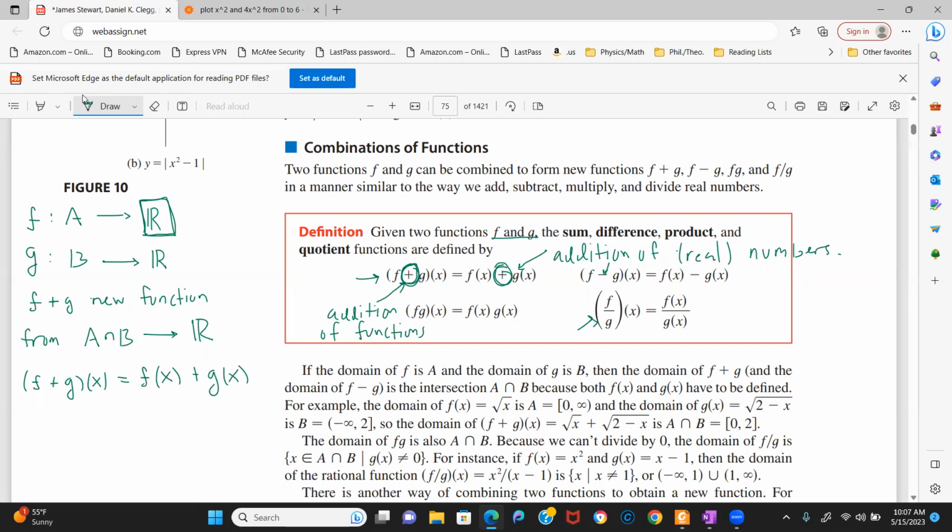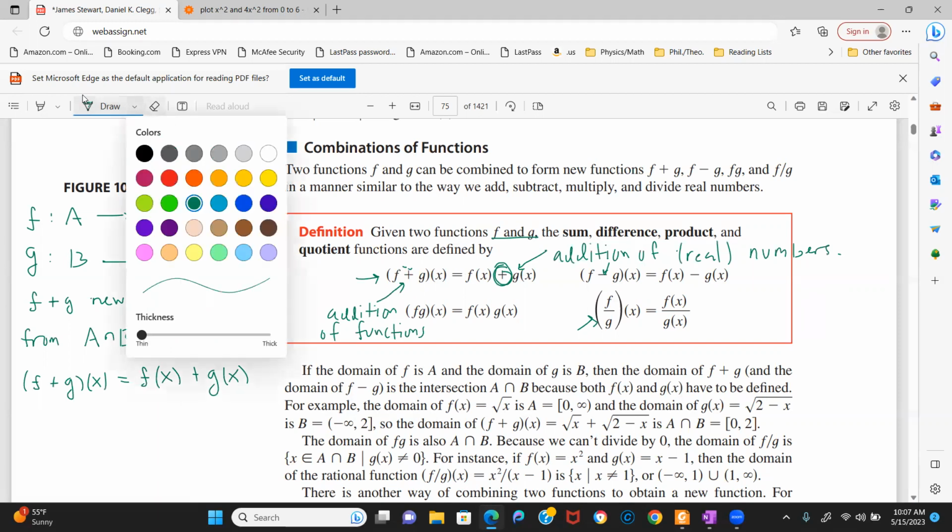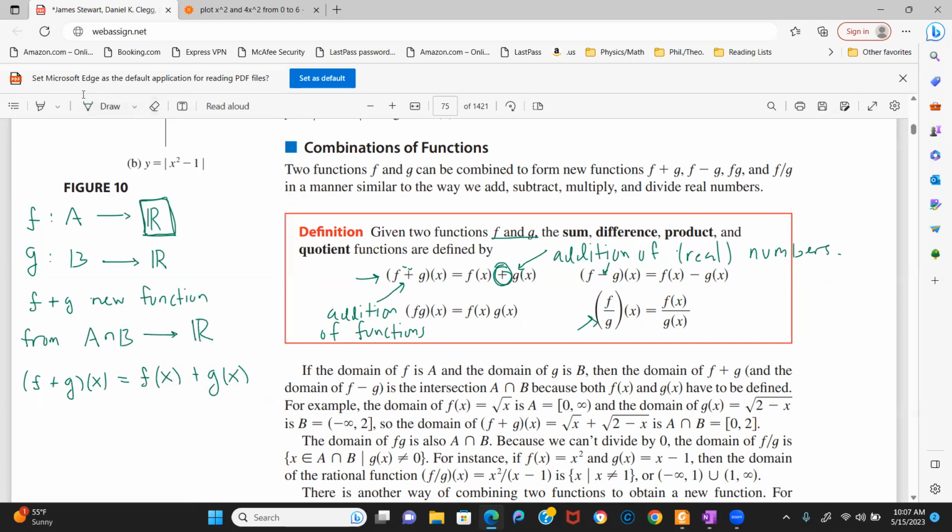And if you want to be technical, you could put a symbol on this to distinguish it. It's not necessary as long as you can keep track of the difference in your head. You could say this is plus hat. You put a caret on top of it. This is plus hat. So this addition right here is not the same as this addition. They're different.